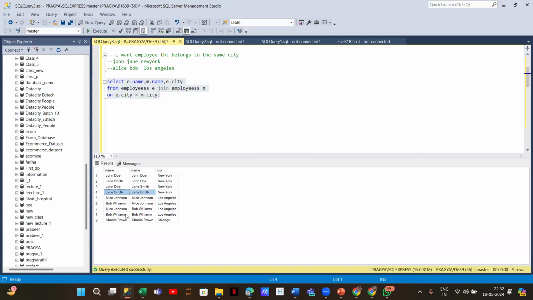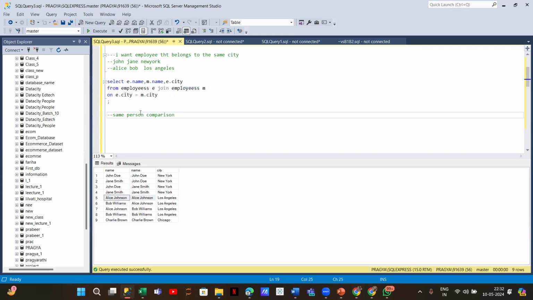Here also it's written Jane and Jane, and again Alice and Alice. I can't compare the same person with itself. True, everyone? So I am getting the same person comparison. The first thing that I'm getting is same person comparison.